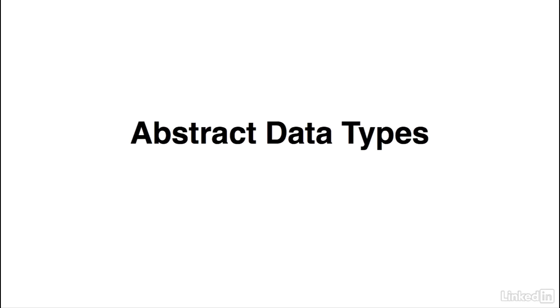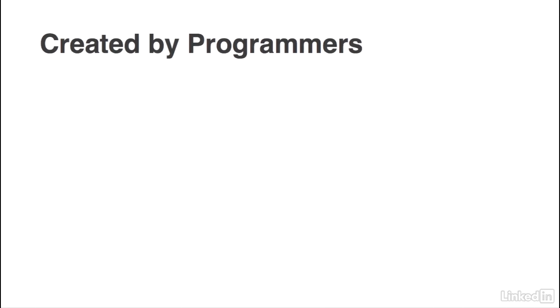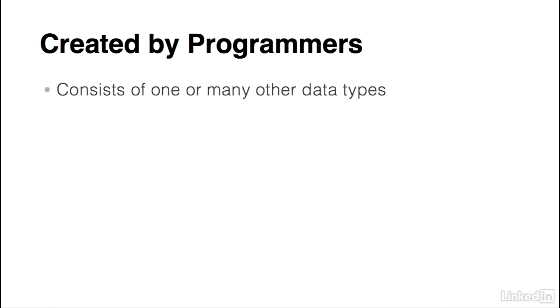C++ provides the programmer with a powerful tool called Abstract Data Types, or ADT, not to be confused with the home security company. Abstract data types are created by the programmer, and they consist of one or many primitive data types. They are different from classes since they do not include any function definitions. They only group data items.